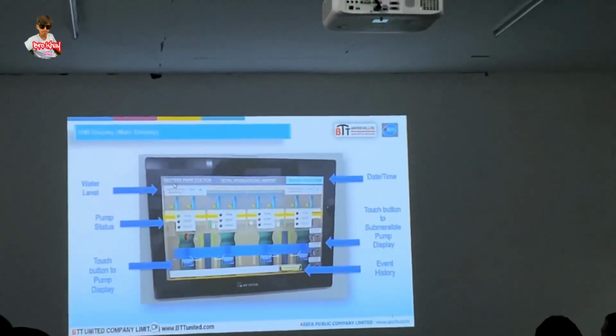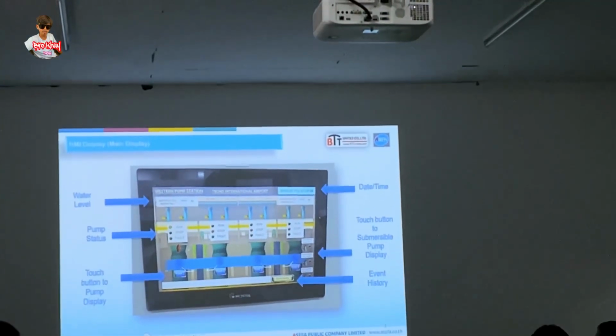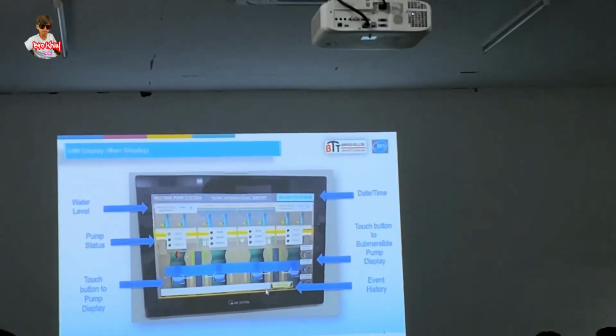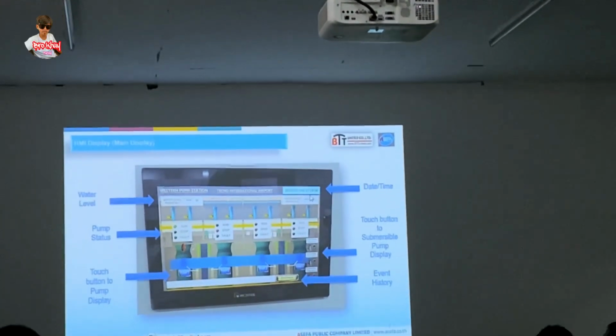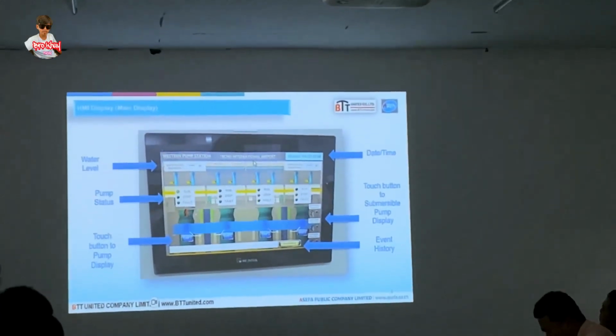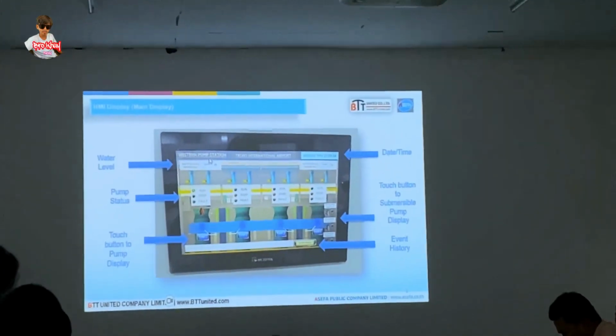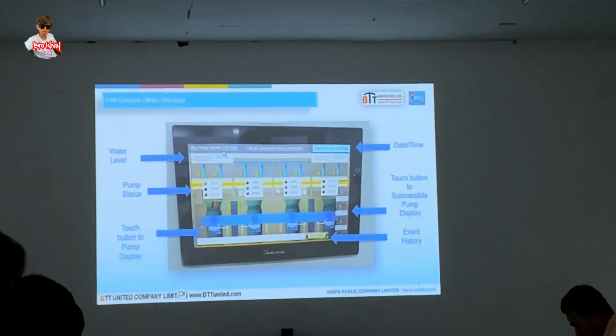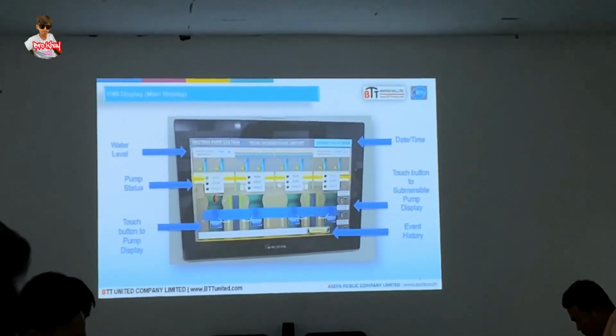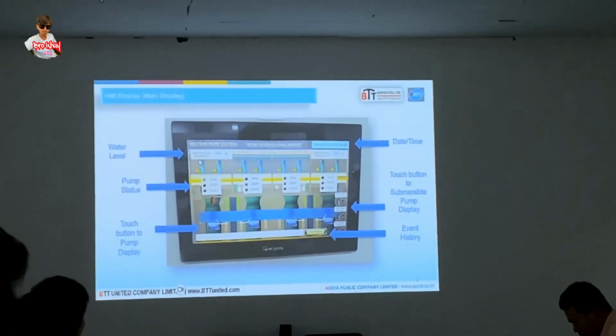On the HMI display, this is your main display. Once you touch the screen, this is the first screen that will come out. It will have the date and time stamp for you, the name of the airport, Techo International Airport, and your station. You have Western pump stations and also Eastern pump stations at this moment in time. The water level at that moment in time.